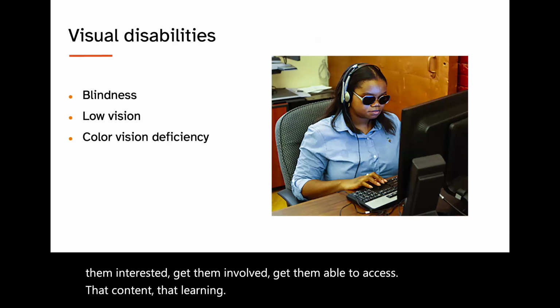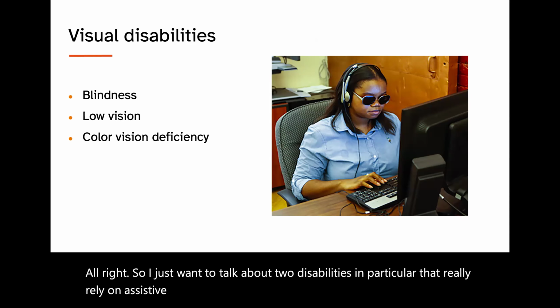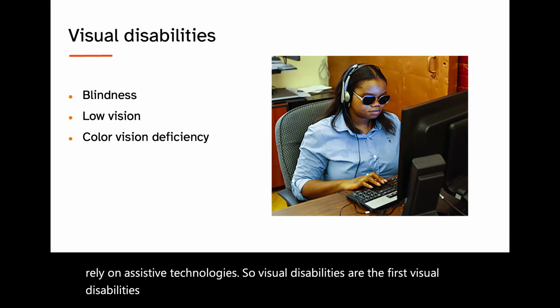All right, so I just want to talk about two disabilities in particular that really rely on assistive technologies. So visual disabilities are the first, and visual disabilities are on a spectrum. Everything from just needing some glasses to being completely blind.